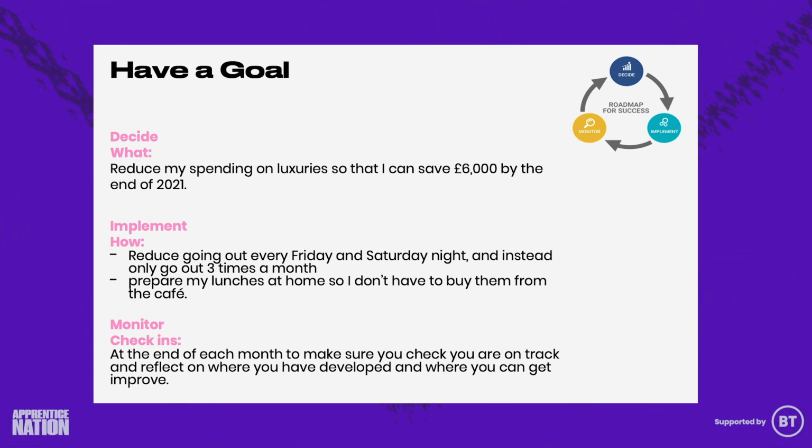He's decided that he wants to reduce the number of times he goes out drinking with his mates, and he also wants to prepare his meals at home to help him save. Now he's going to go and do that. And then he's going to monitor. Dave has decided at the beginning of every month to check in to make sure he's still on track, so he can reflect on where he spent his money on luxuries that he could have saved. So all that's left for Dave to do is to go and act on his plan.